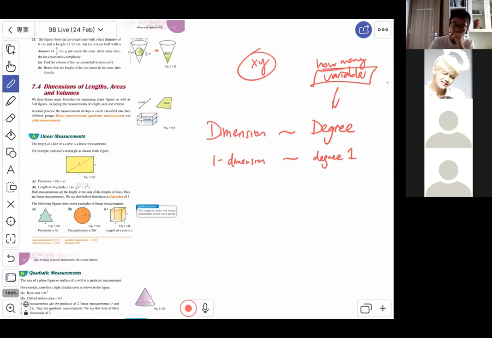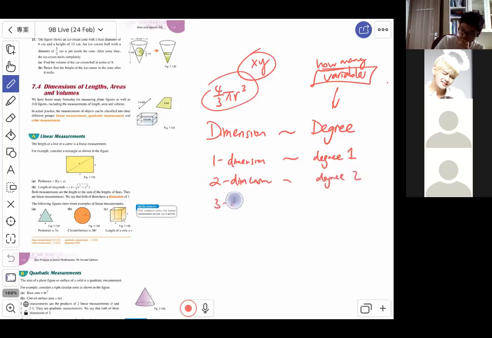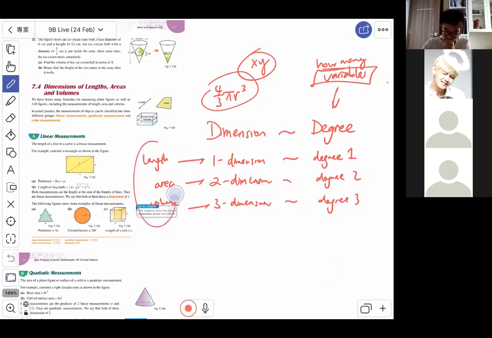Two. Okay, very good. Degree two. If we have pi r cube, then what is the degree of this? Three. This is degree three. So you should associate dimension with degree. For dimension, you also need to know the English word for each of them, which are length, area, and volume.